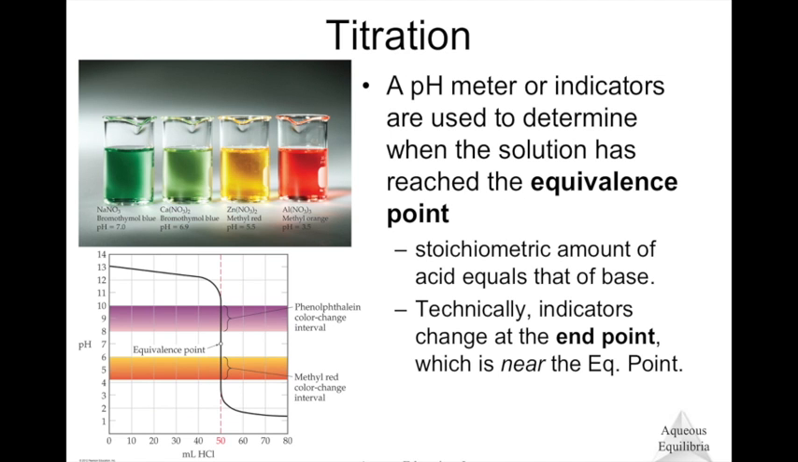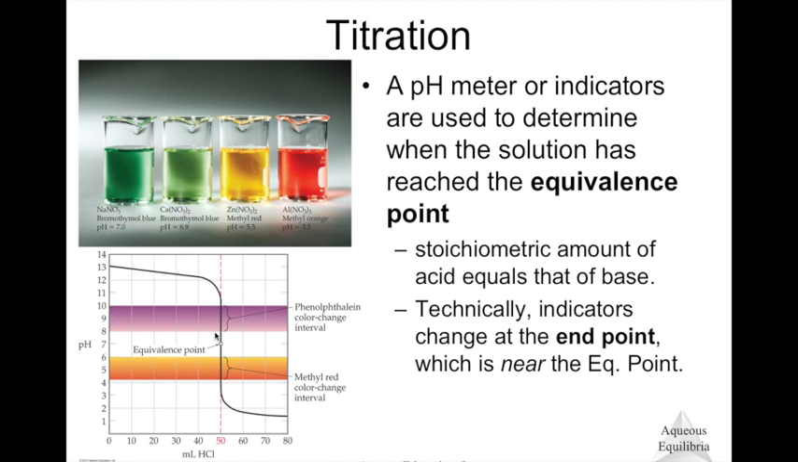So like I said, there's a couple different things. You could use a pH meter, or indicators can determine when you've got to that equivalence point. Technically speaking, the equivalence point is when you have a stoichiometrically equal amount of acid and base. Technically, if you're using an indicator, you're getting the endpoint, and the endpoint is when the indicator changes. If you've chosen your indicator appropriately, that should be near the equivalence point, but not necessarily exactly.